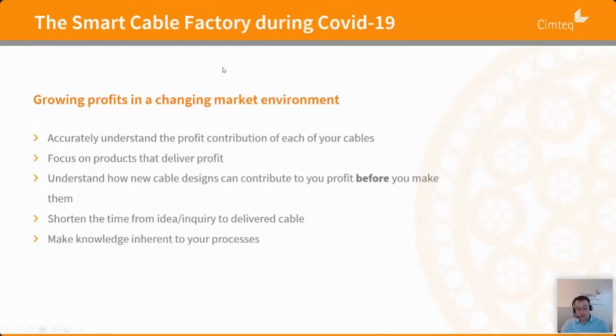And the other thing I forgot is, of course, there's fluctuation in companies. Experienced people leave, young people start, and if all the knowledge of cable making is just in the head of very few people, that's a business risk. So you want to bring the knowledge into the process. The process should have that knowledge about cable making, cable designing inherently, so that the company owns the knowledge and not only a few individuals.